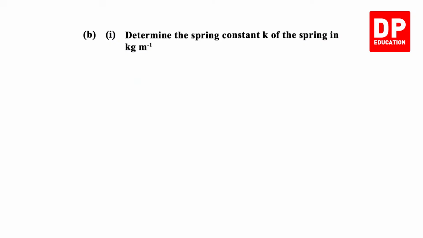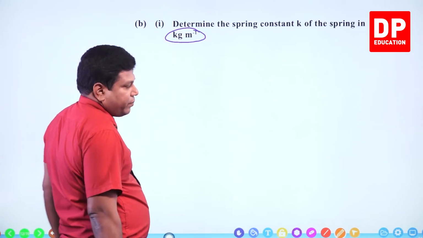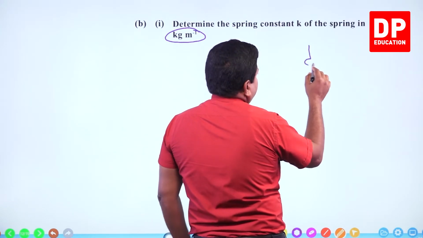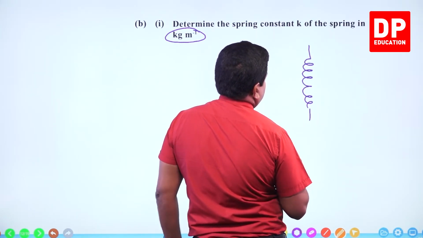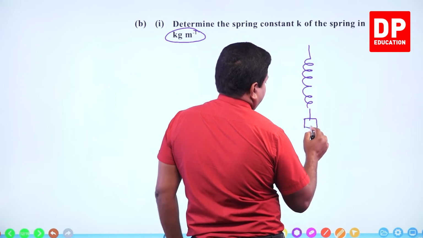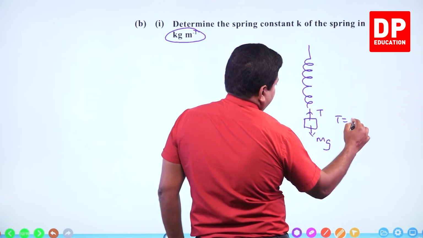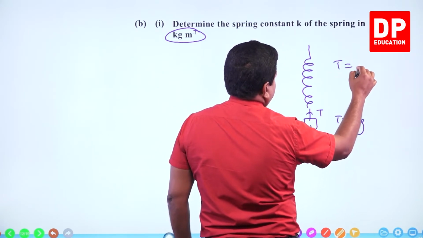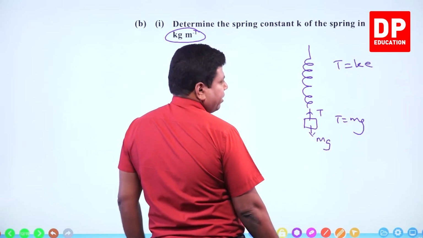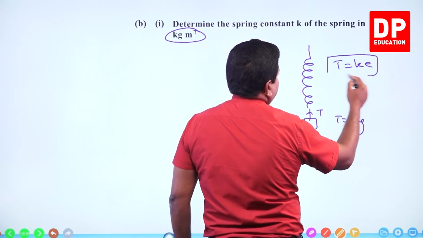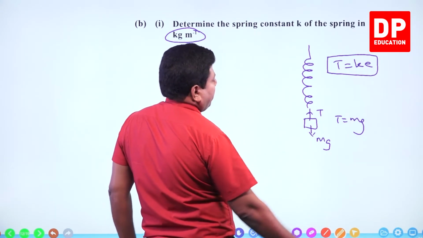Now what do they ask on this? Determine the spring constant K of the spring in kilogram per meter minus 1. Now you have to be careful about this. What we usually do, look at this. If there is a spring and if M is connected, mg, T will be equal to mg. We usually write T equals Ke. Right? But then if this is the equation, you wouldn't get this formula.